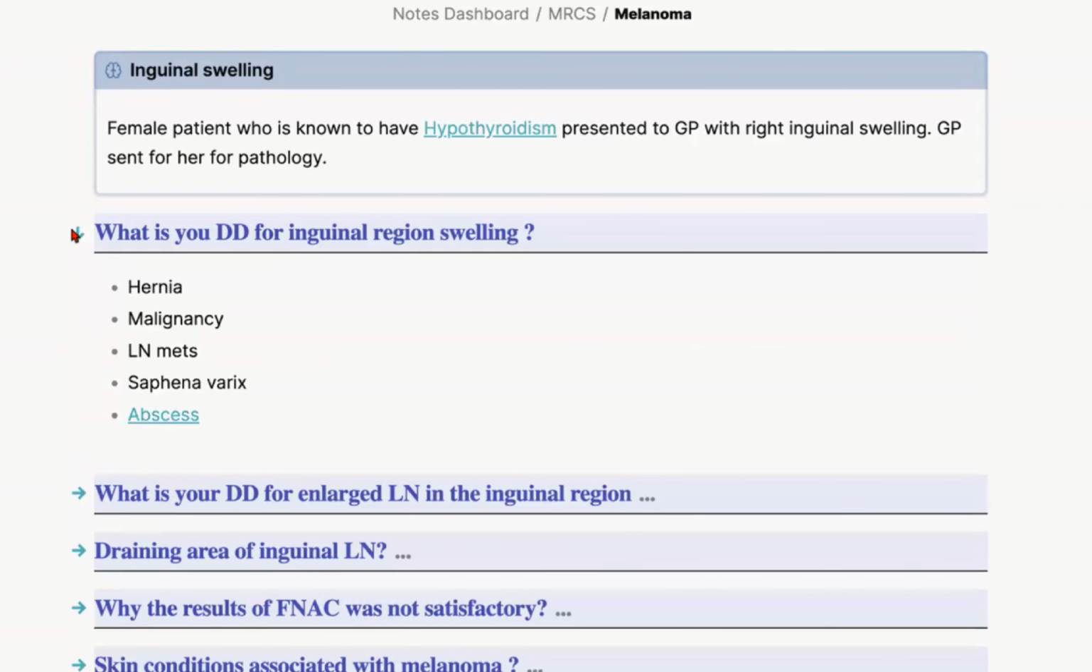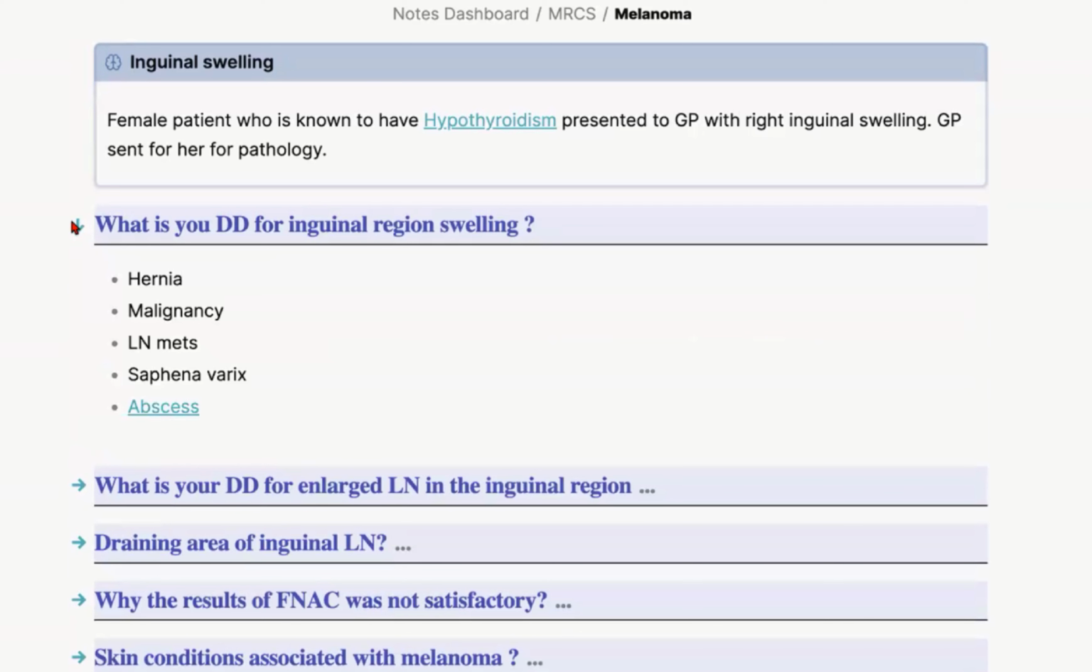Varix, rather. All right. What's your differential diagnosis for enlarged lymph nodes in the inguinal region? It can be infective or metastatic. Infective include venereal infection such as HSV, syphilis, and sarcoid, and metastases include melanoma or other metastases.